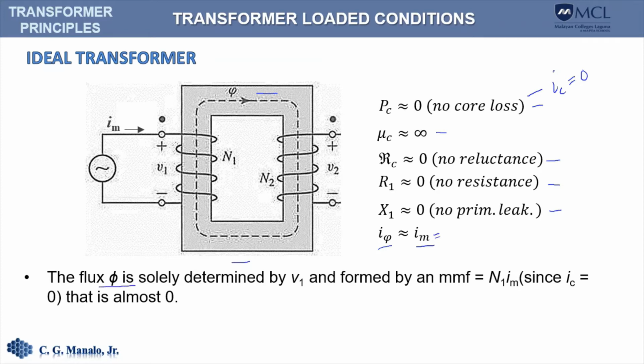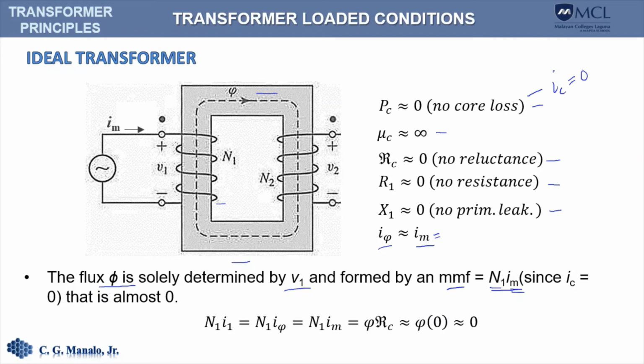The flux formed in the magnetic circuit, we know to be dictated by the applied voltage, and is formed by the product of the number of turns in the primary winding and the magnetizing current. We call that magnetomotive force, or MMF, due to the primary winding. As you can see, the flux is really due to two factors: the number of turns in the primary winding and the magnetizing current.